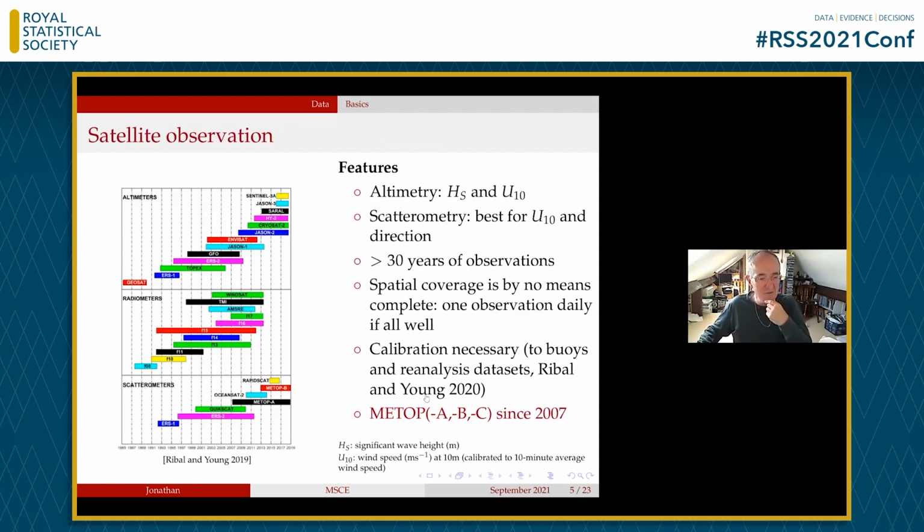So we're going to concentrate on one particular set of satellites, the METOP satellites. As you can see here, they're scatterometers, and you can see that METOP C has only just been launched in the past couple of years.